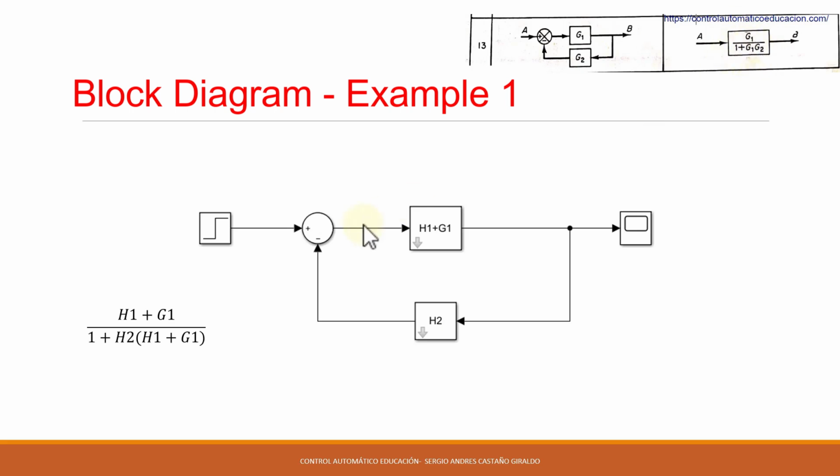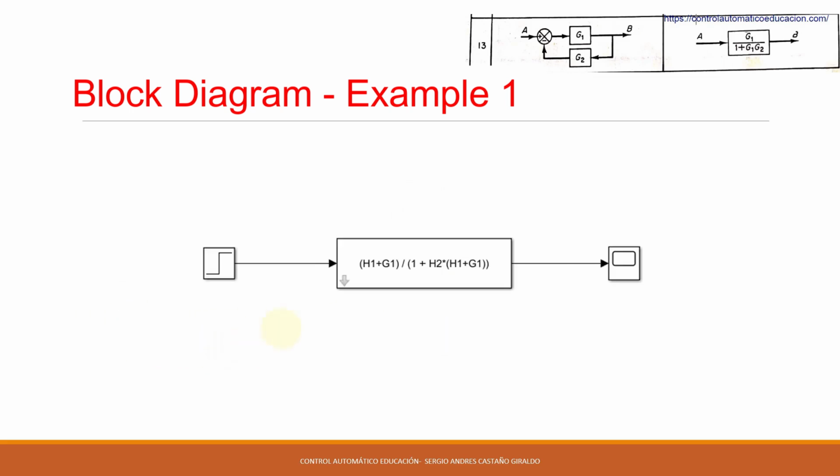In this case, the forward path would be H1 plus G1 over the feedback loop, which would be this block multiplied by this block, in other words, H2 multiplied by H1 plus G1. With this, we have completely reduced our block diagram in our first example. It's time to check if the reduction we just performed on the block diagram is correct.